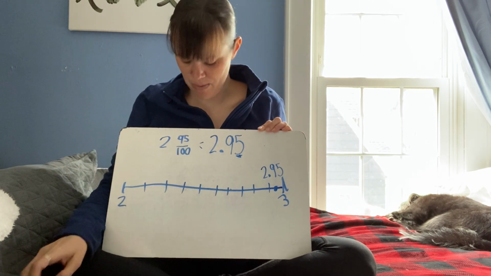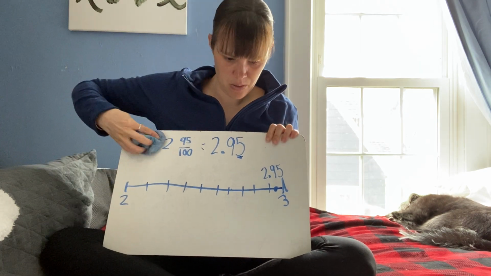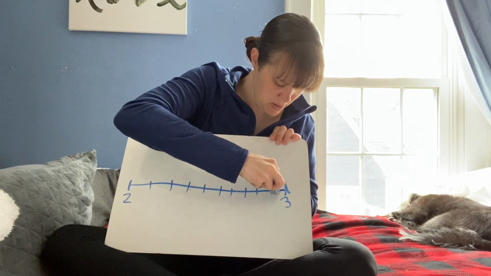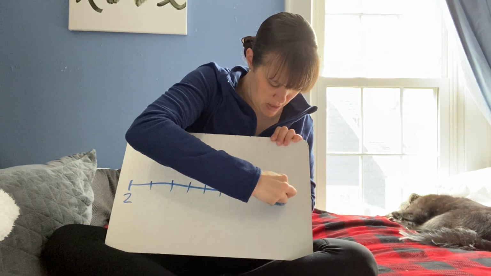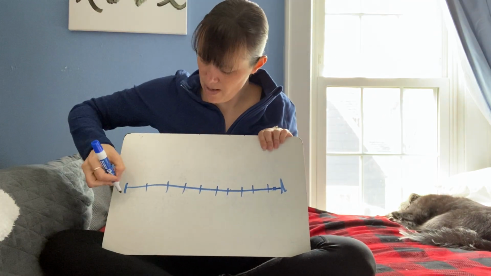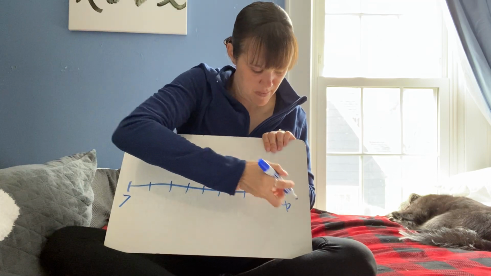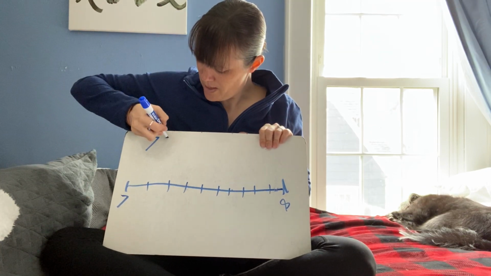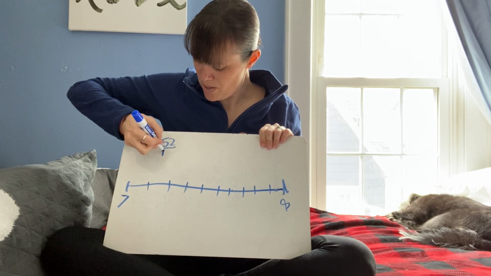See, that wasn't so bad, was it? So B, we have 7 and 52 hundredths. So I'm going to erase this. Instead of 2 and 3, we have 7 and 8. And pretend that that didn't exist. Close enough. 7 and 52 hundredths.